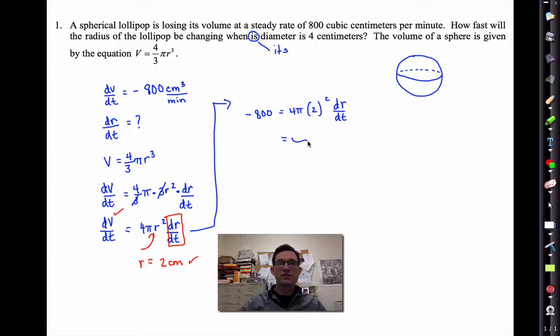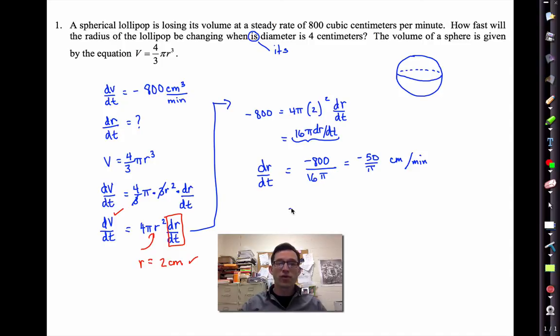If we just clean up this side a little bit, it'll end up being 8, whoops, no, my bad. It'll actually be 16 pi times dr/dt, right? Because we have 2 squared, which is 4, times 4 gives me the 16. So now solving for dr/dt, I find negative 800 divided by 16 pi. 16 actually goes into negative 800, and we'll get negative 50 over pi centimeters per minute. Negative 50 divided by pi centimeters per minute.